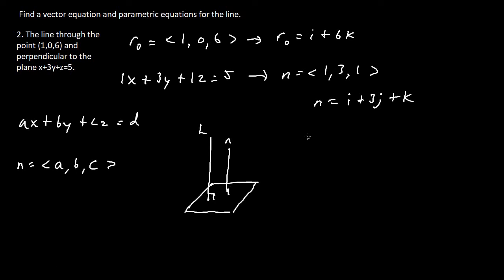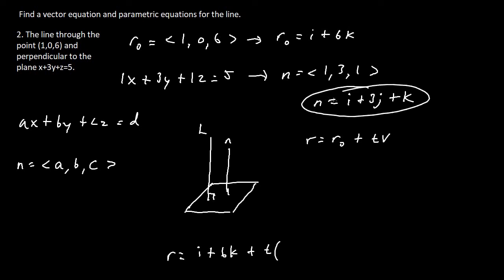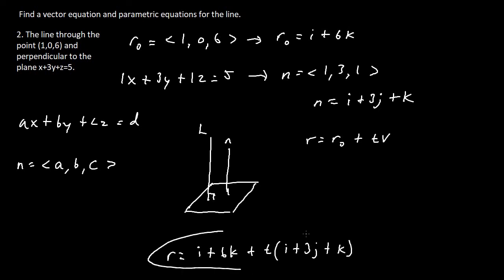So once again, the vector equation formula, r is going to equal r sub naught plus t times v. Now we have r sub naught, and instead of v we have n, but they're basically the same thing because we have found a parallel vector for L. So rewriting the equation, we get the vector equation r is going to equal r sub naught, which is i plus 6k, and then plus t, the variable t, times the parallel vector, which is i plus 3j plus k. And so that is the vector equation.